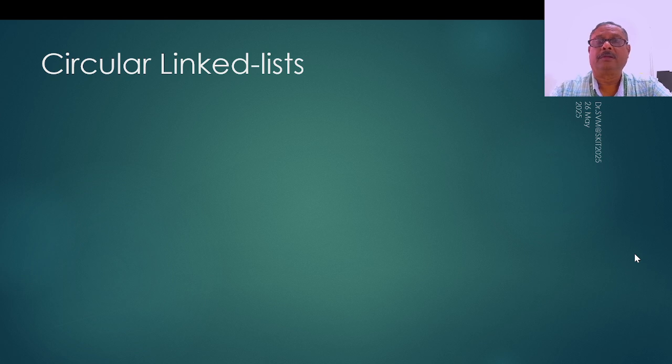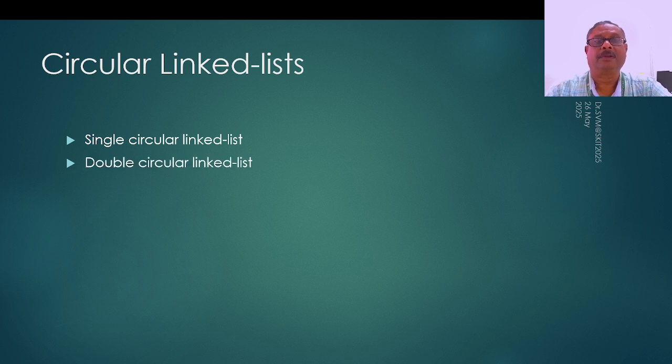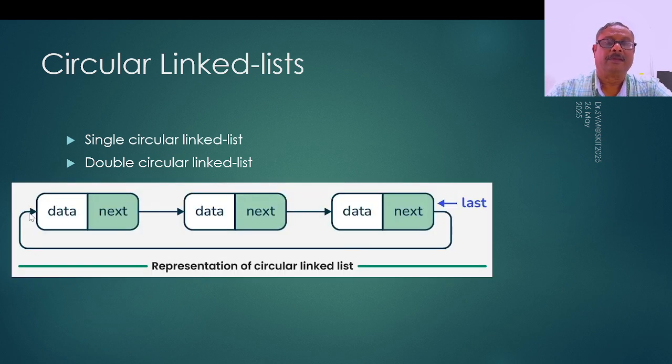After looking at singly linked list and doubly linked list, now it is time to see what circular linked lists are. We have two types of circular linked list: single circular linked list and double circular linked list. A single circular list is one where the next of the last node represents the first node. So this makes a complete chain.